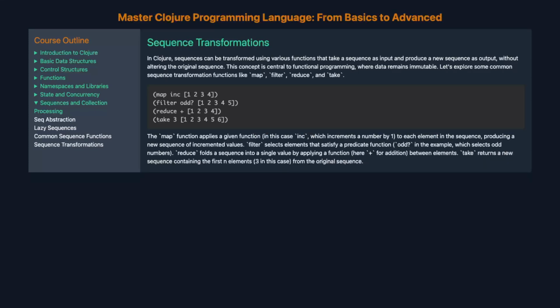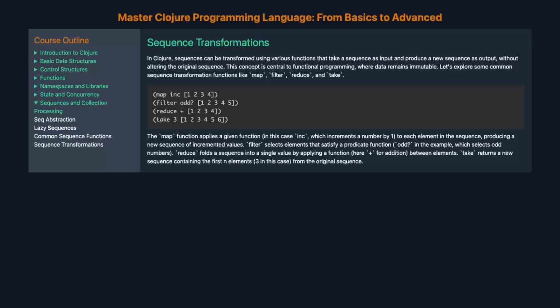Sequence transformations. In Clojure, sequences can be transformed using various functions that take a sequence as input and produce a new sequence as output, without altering the original sequence. This concept is central to functional programming, where data remains immutable. Let's explore some common sequence transformation functions like map, filter, reduce, and take.